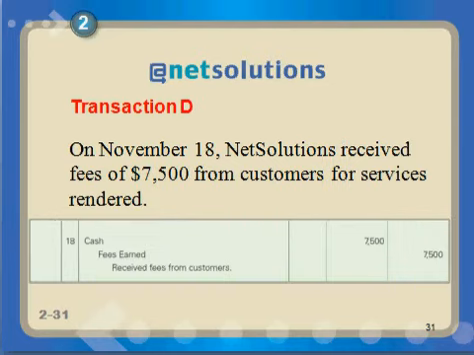The next transaction, Net Solutions received $7,500 from its customers for services rendered. So in the date column we put 18th, and then this money was received in cash, so we write cash and debit cash $7,500. Right below that we credit fees earned $7,500, and then we write received fees from customers.